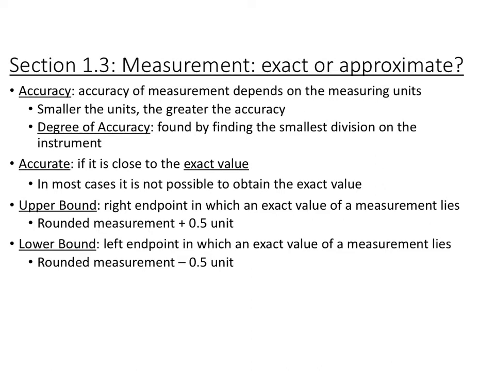So the upper bound is going to be the exact value of the measurement to the right endpoint. So for instance, if you're saying I'm measuring to the nearest centimeter, then how much of a centimeter can you go up and still be accurate, and how much can you go down, your lower bound, and still be accurate, given saying I'm rounding to the nearest centimeter or whatever your measurement unit is.